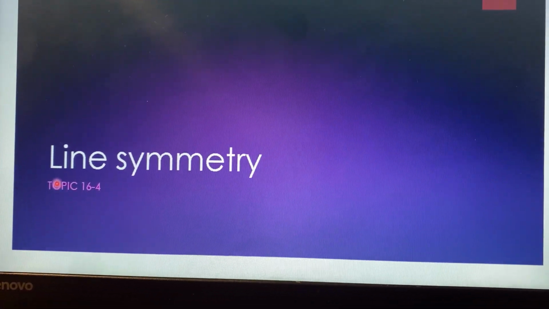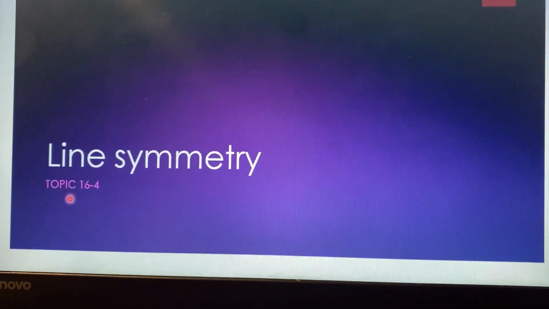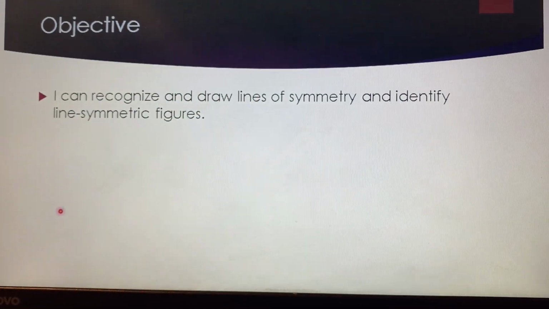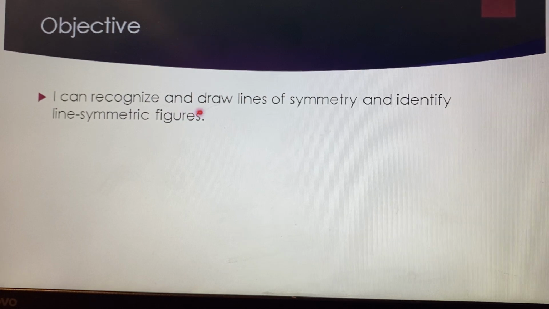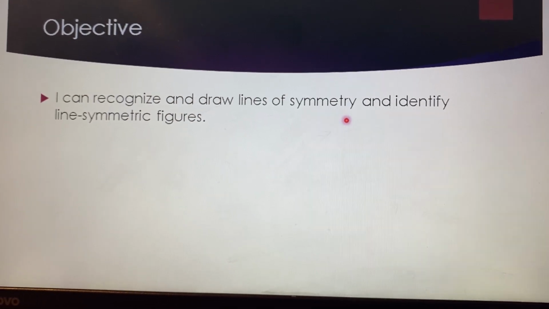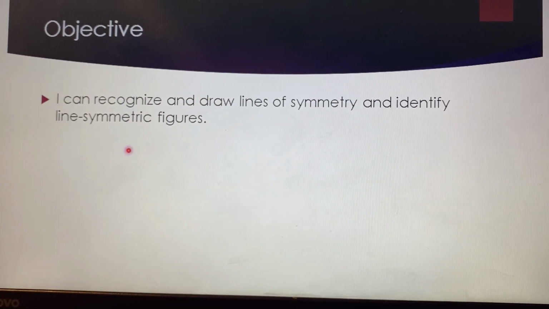So today we will learn line symmetry, topic number 16, lesson 4. The objective of our lesson today: I can recognize and draw lines of symmetry and identify line symmetric figures.